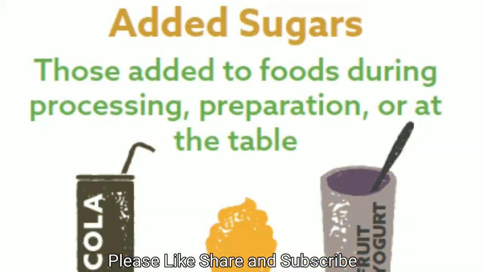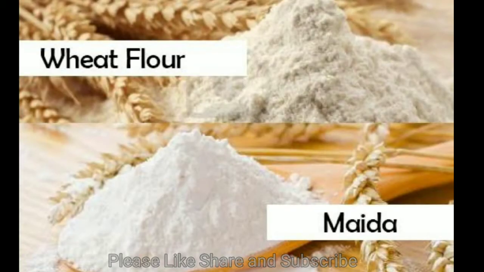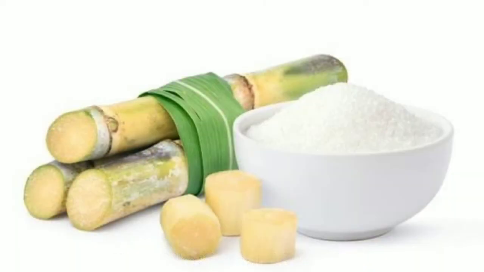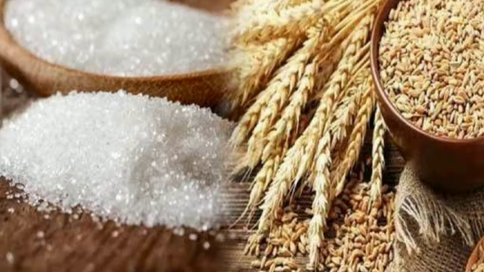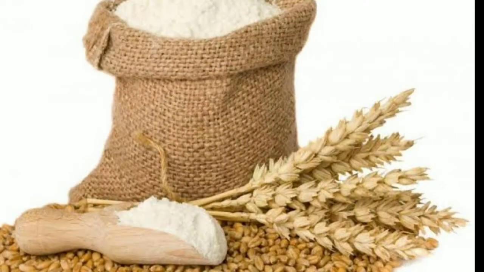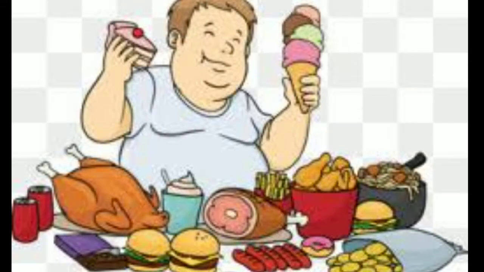When refined flour is made from wheat or when sugar is made from sugarcane, many nutrients in the wheat or sugarcane are lost in the process. Hence, all we get from these foods is energy and our hunger is satisfied.